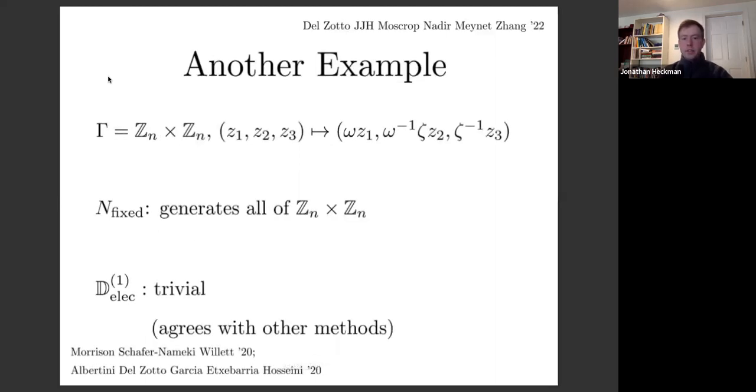Another example. This one was worked out using completely different methods in these papers here. We can consider a Zn times Zn. This is known to engineer the so-called 5-dimensional Tn theory with this choice of group action. Again, omegas and zetas, I think the notation is self-explanatory. And in this case, the fixed point locus is so big that n fixed is actually all of gamma. So what do you get? You get gamma mod n, and you get nothing left. So we're predicting then that we get a trivial defect group in this case. There's so much stuff that's fixed by this thing that you just get nothing left over. And that agrees with what was found in these papers here.